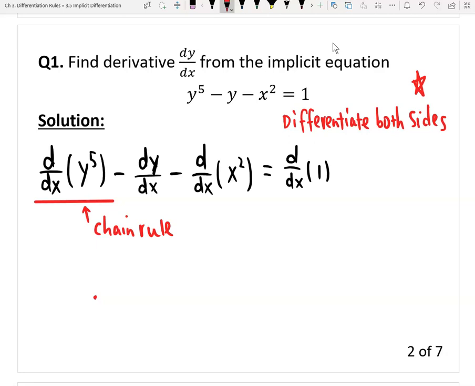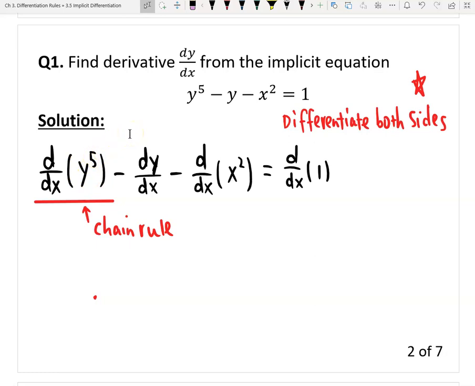Okay, the inner function is y. Y is a function of x, so you can say u equals y(x). Therefore, the outer function is just u raised to the fifth power, or we simply say y raised to the fifth power. This is the outer function.